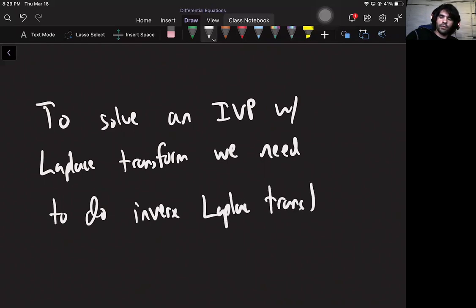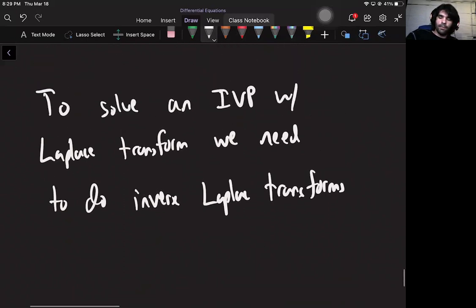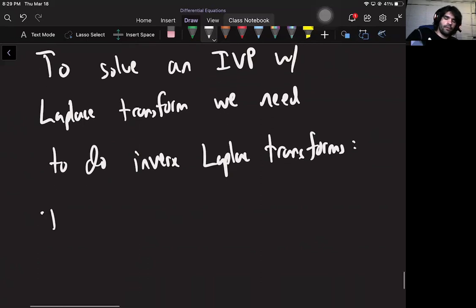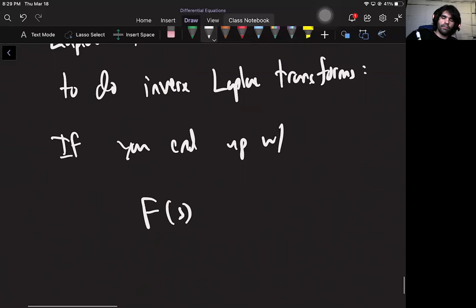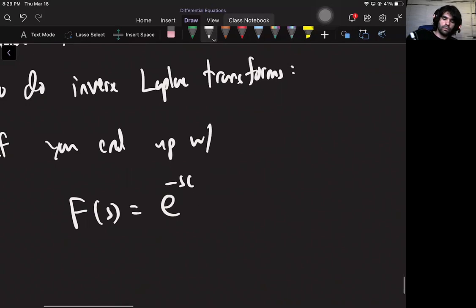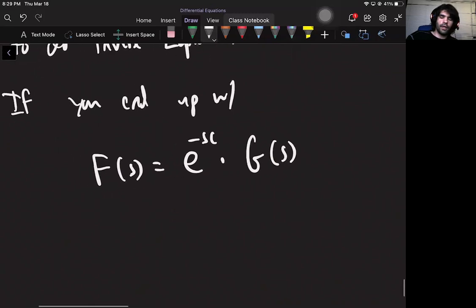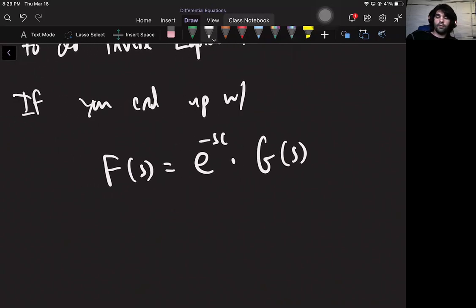So we've got to think about inverse Laplace transforms with step functions. The idea is basically, if you end up with a function of s and you have this factor times some other stuff with s, then this is going to tell you that the inverse Laplace transform is a step function of some kind multiplied by something, because this must have come from a step function.